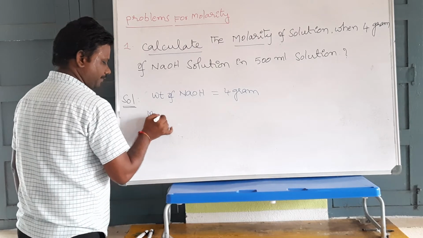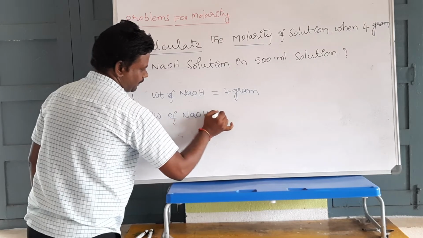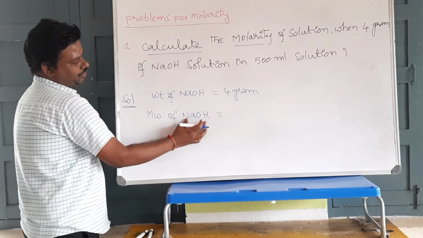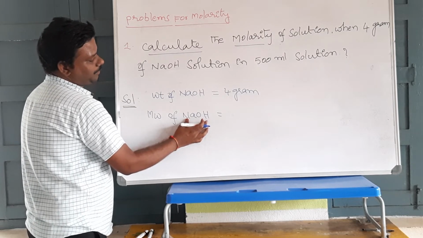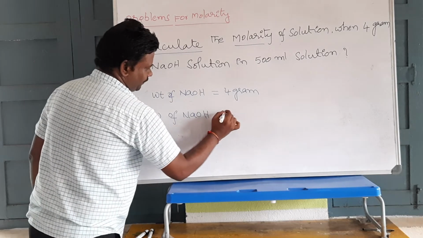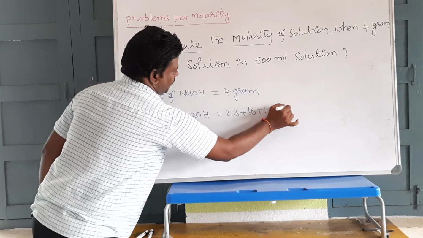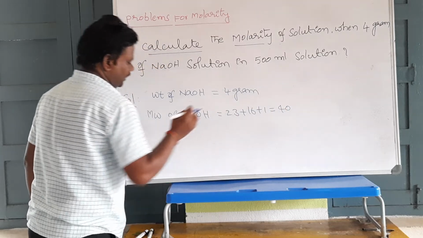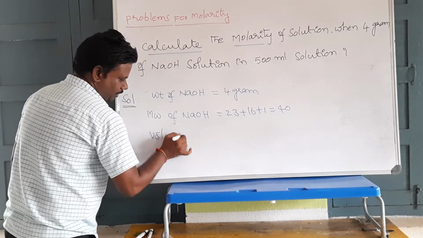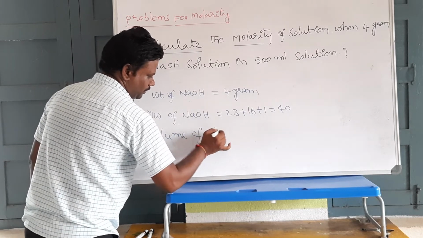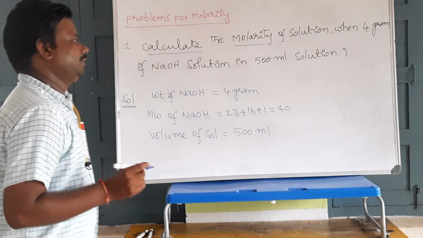Next, the molecular weight of NaOH. How to calculate the molecular weight of NaOH? The molecular weight of NaOH is the sum of the atomic weights of all elements in NaOH. So the atomic weight of Na is 23, oxygen 16, hydrogen 1, totally 40 grams. This is the molecular weight of NaOH. Next, the volume of the solution is 500 ml.